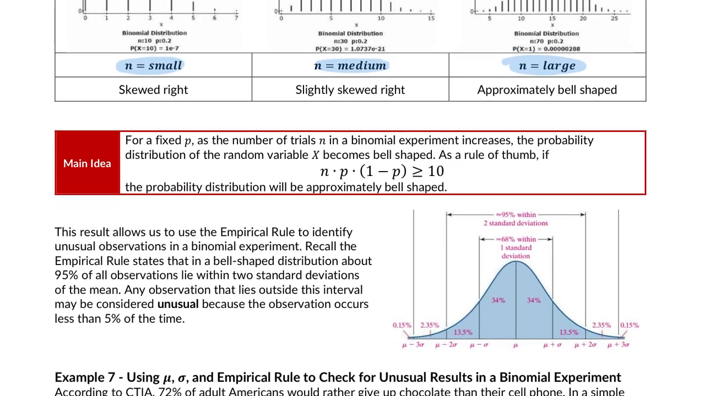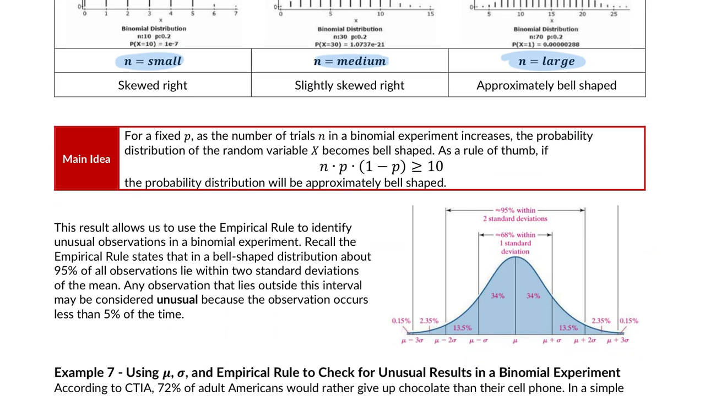Specifically, for a fixed value p, so that's a fixed probability of success, as the number of trials n in a binomial experiment increases, the probability distribution of the random variable x becomes bell-shaped, specifically if you multiply the number of trials times the probability of success times the probability of failure, and it's greater than 10. So if those things multiplied together give a value bigger than 10, whatever it is, could be like 13, could be like 48, then that means we can use the empirical rule to draw conclusions, which is eventually what we want to be able to do.